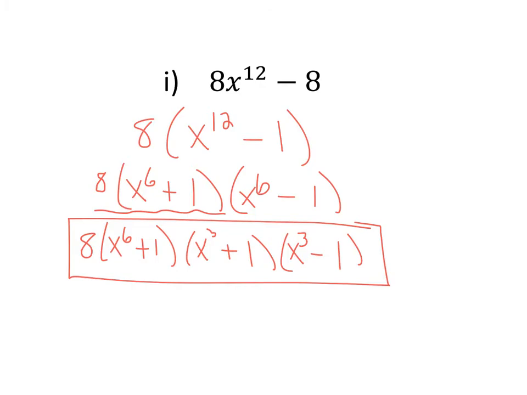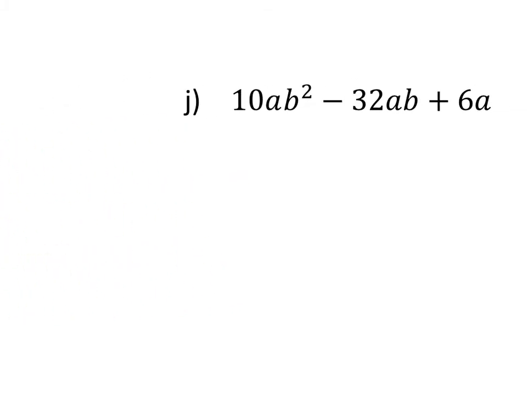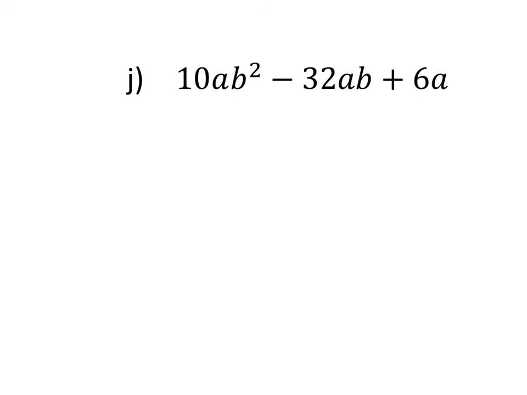Let's look at J. First, we need to check for GCF. Well, they're all even, so I know we can pull out a 2. They all have an A, so I know I can pull out an A. I don't think I can pull anything else out. 10, the factors are 1, 2, 5, and 10. And 5 and 10 don't go into the other two. So 2 is definitely the greatest common factor. 2A, I should say, is the greatest common factor.